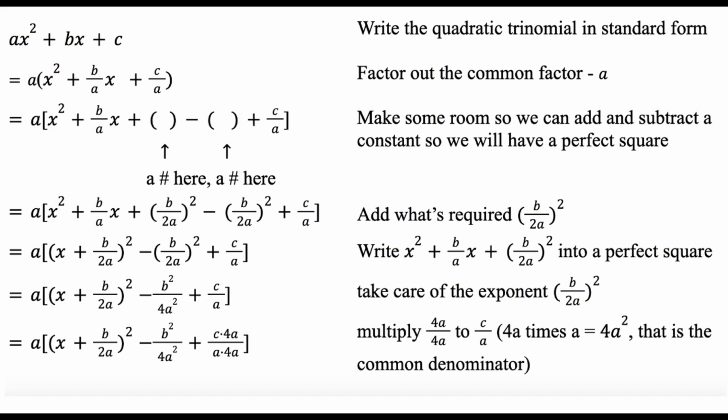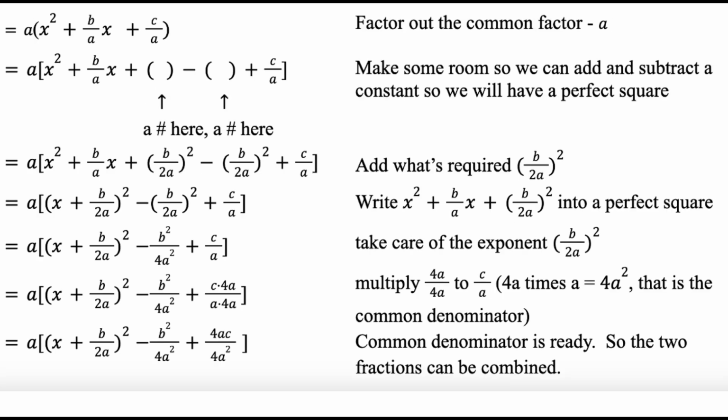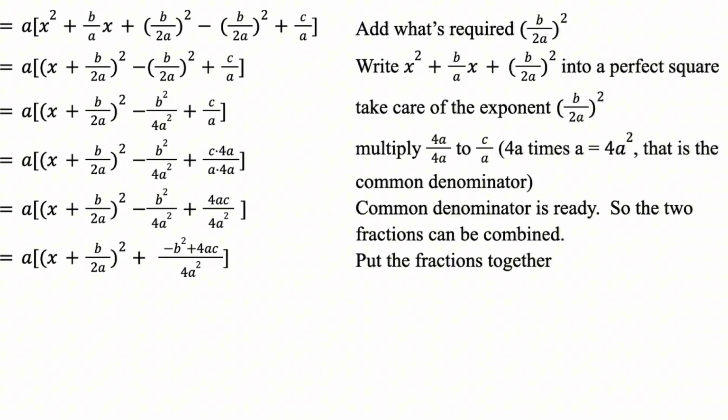Now we want to combine the negative b squared over 4a squared with c over a. Before we can do anything, we realize we're combining fractions, so we need to find a common denominator. If we multiply the a by 4a, we will have 4a squared. Now the last two terms have the same common denominator, so we can simply combine the numerators. It turns into negative b squared plus 4ac, divided by 4a squared.